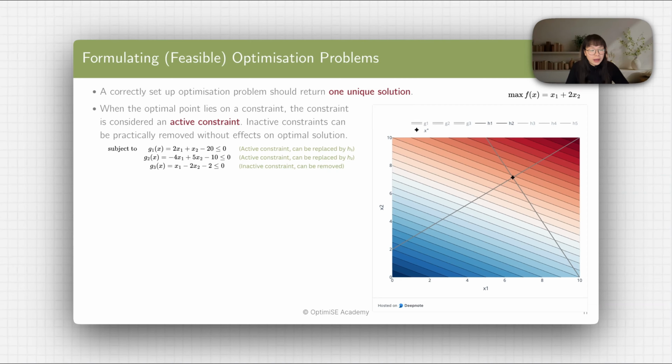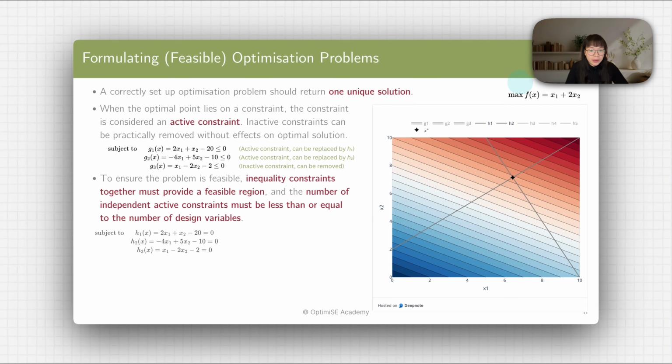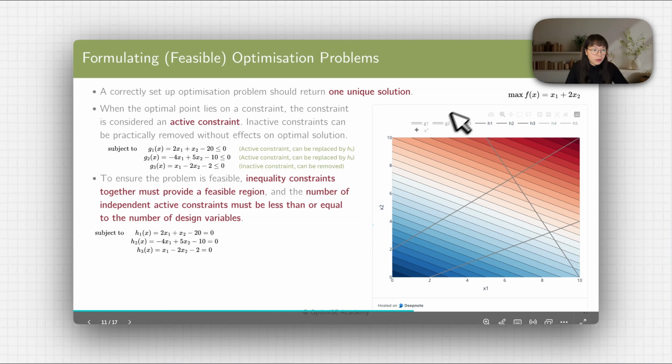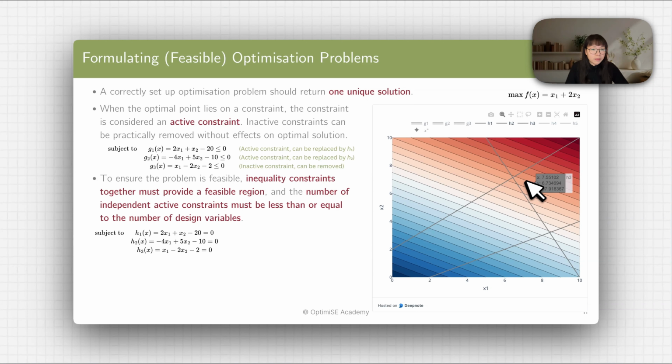If we now add one more constraint to this problem, let's say we have h1 and h2, and we add another constraint called h3, given by x1 minus 2x2 minus 2 equals 0, you see that we can no longer say this is the solution because the point must lie on this constraint, this line, and this constraint, and also this constraint as well. In fact, there is no feasible solution at all for this problem because there are simply too many constraints and we are restricting the design space too much that there is no feasible solution.